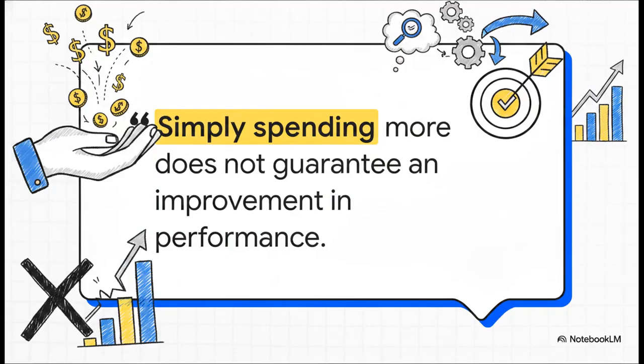But let me offer a quick word of caution, and this is pulled directly from the AQA Mark Scheme guidance. Simply spending more does not guarantee an improvement in performance. What matters is how this marketing spend is used. A massive budget is practically useless if your digital marketing has terrible click-through rates or if you're targeting the entirely wrong demographic. Strategic targeting, high returns on investment, and crystal clear objectives. That is what truly drives profitability, not just throwing cash at advertising and hoping for the best.